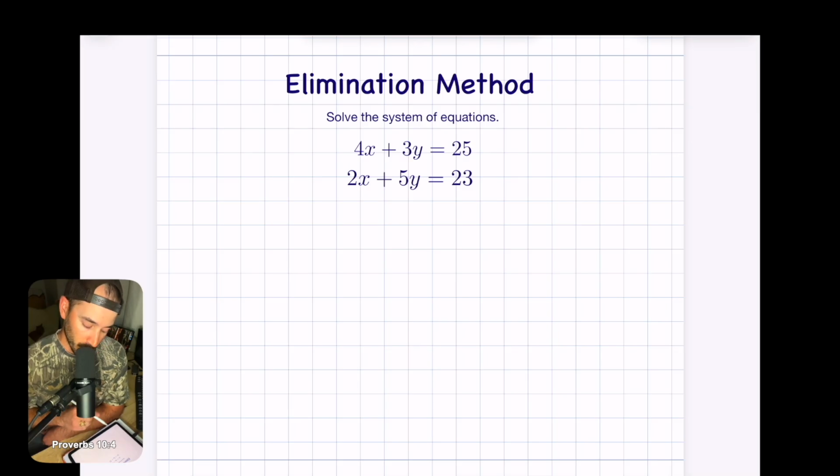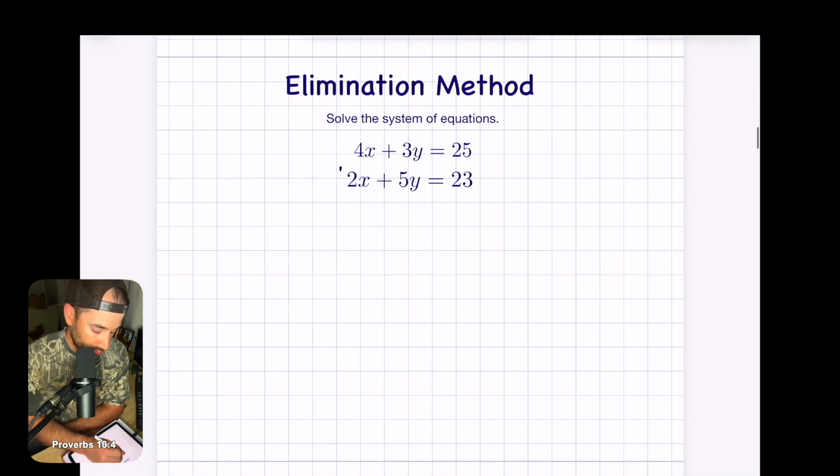So there's a really simple way to do this, all right? The first equation has a 4x, and the second equation has a 2x. So obviously we can multiply 2x by 2 to get 4x, and then they're going to match and we can cancel that, okay? So we have to multiply this whole second equation by 2.